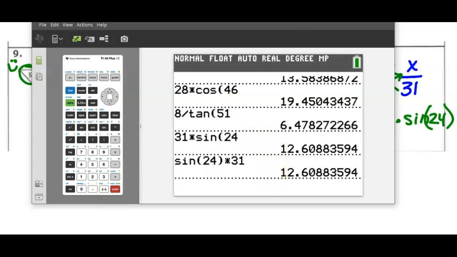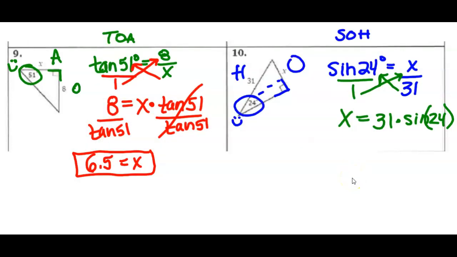Okay, so 12.6 is that missing leg right there. And it is reasonable because obviously, if the hypotenuse is 31, it should be smaller than that, and that is considerably smaller.